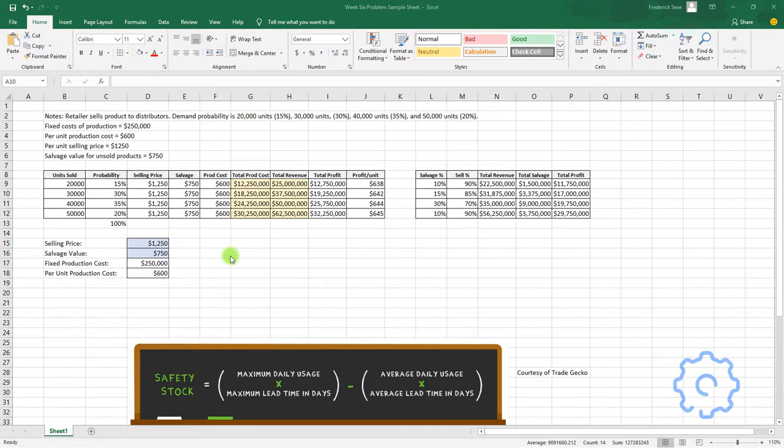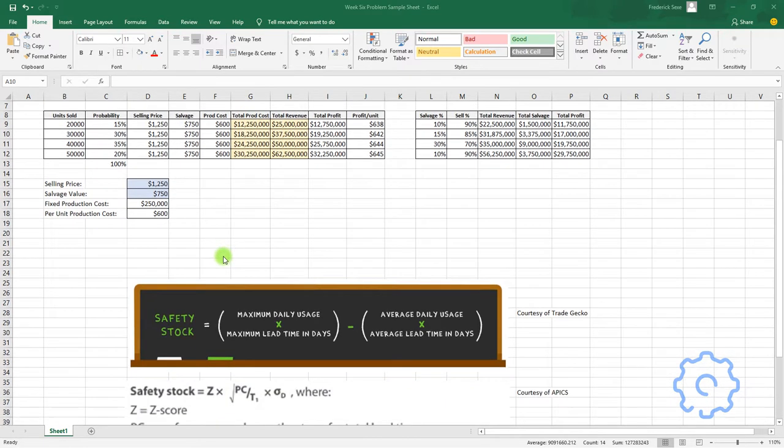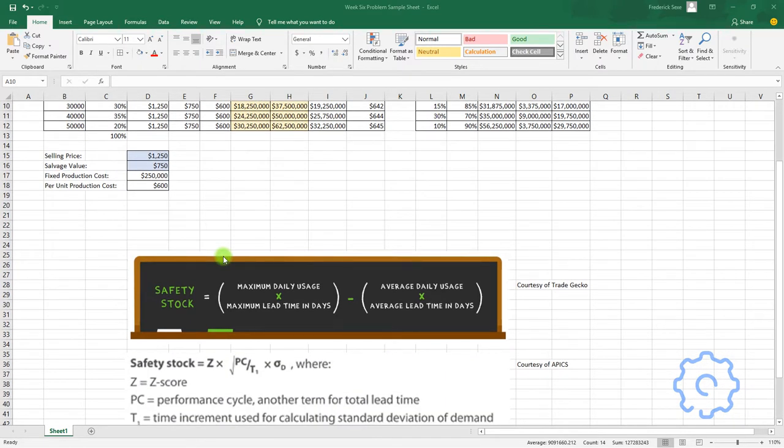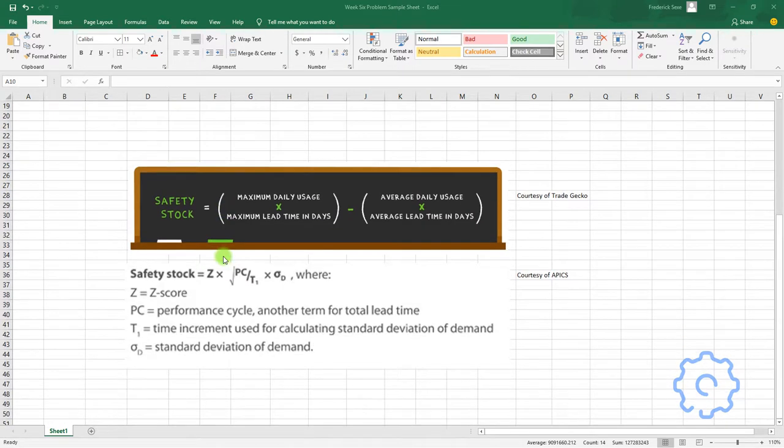Now, question 3 says, with an expected demand of 55,000 units for the summer, a maximum demand of 80,000 units for the summer, and a 2-week lead time, calculate the amount of safety stock needed to cover demand. So there are several different safety stock equations, and here are 2 of the most popular ones that are used.